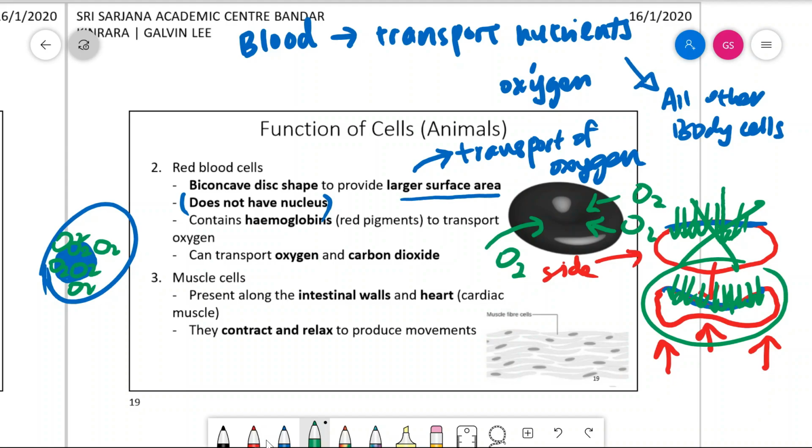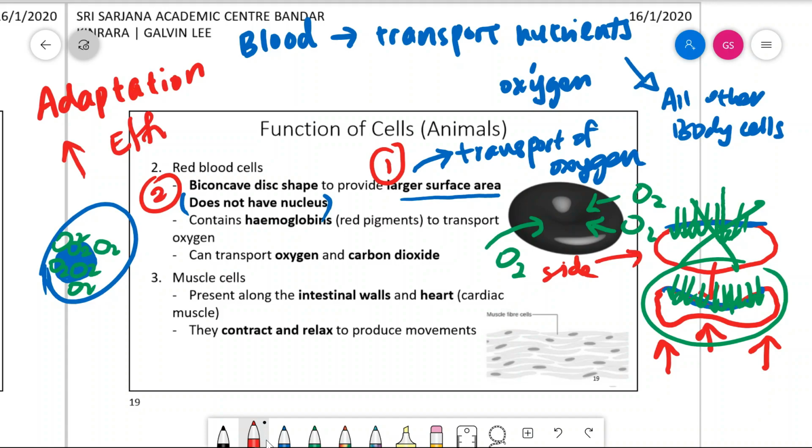So, what is the adaptation? Adaptation, this is the question. Exam question is very important. Very important exam question. What is the adaptation? How does the cell make the transport of oxygen easier? Number one, it increases the surface area. With larger surface area, it makes the transport of the oxygen easier. Number two, it has larger space because it has no nucleus. These two will be the adaptation for high efficiency of transporting oxygen.